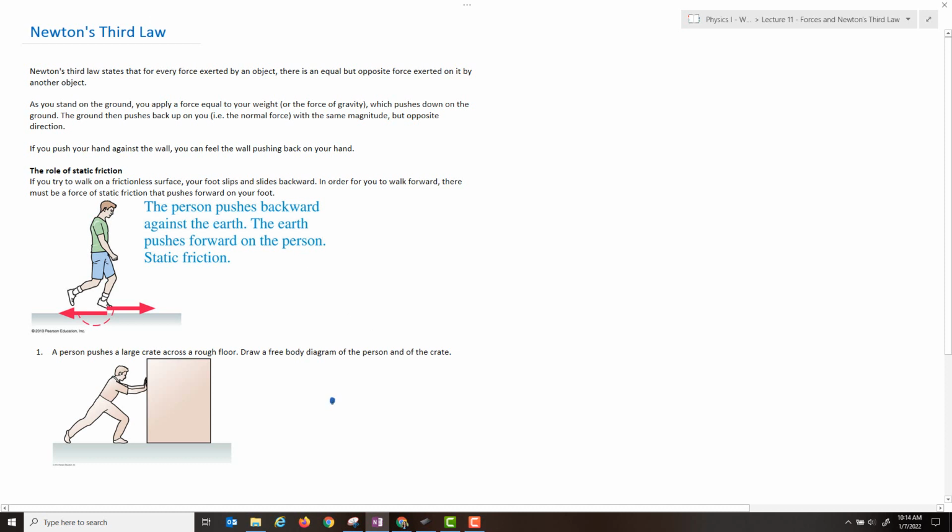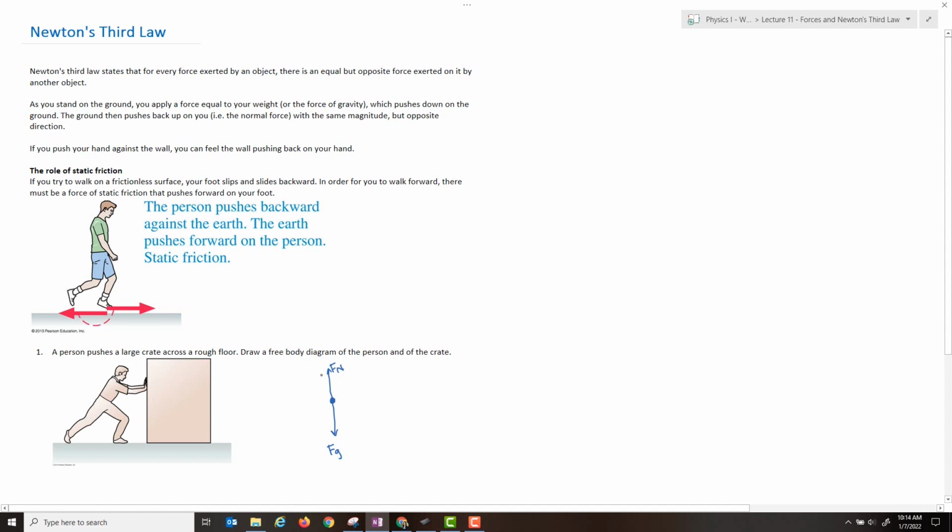Okay, so together, the person and the crate have a force of gravity. And it always points straight down, so let's draw that. Force of gravity pointing straight down. Okay, the person and the crate are on the surface of the ground, so there's an equal but opposite normal force pointing straight up.